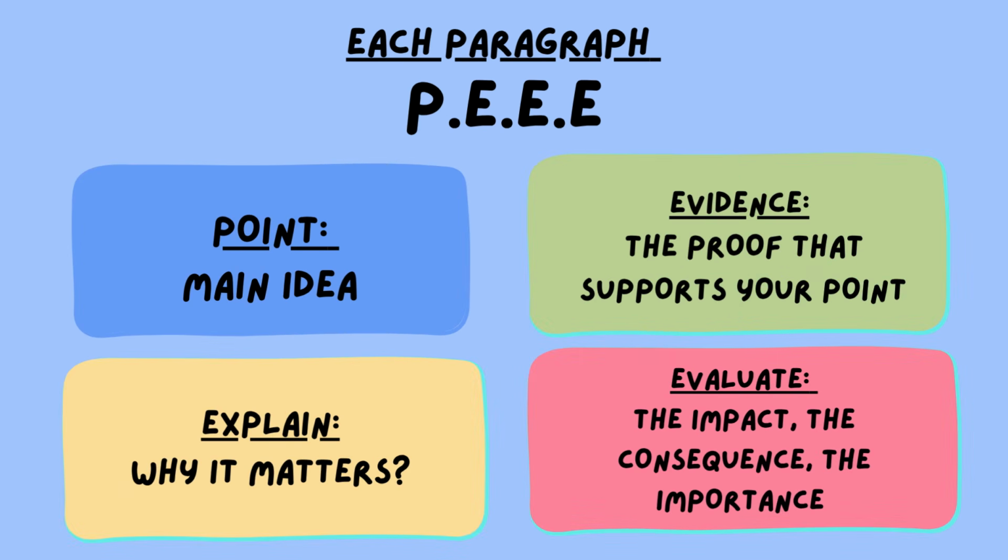Next, we want to look at how to construct each of our paragraphs. And the easiest way to do that is to follow the PEEE method. Point, evidence, explain, and evaluate. The point is the main idea of our paragraph. The evidence is the proof that supports our main point. Here you want to use lots of examples to show your ideas.